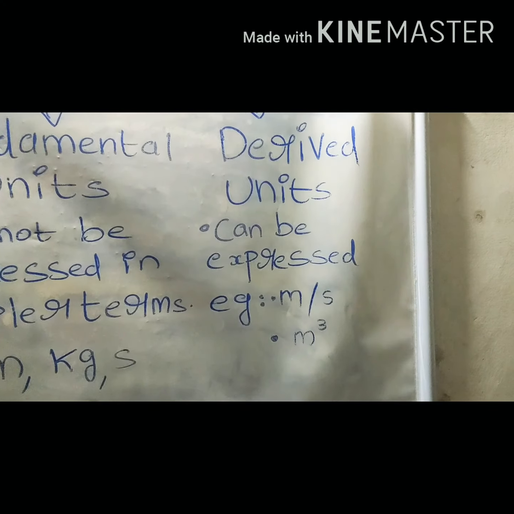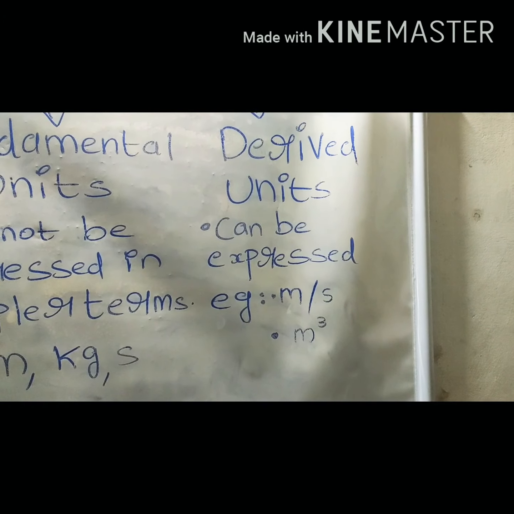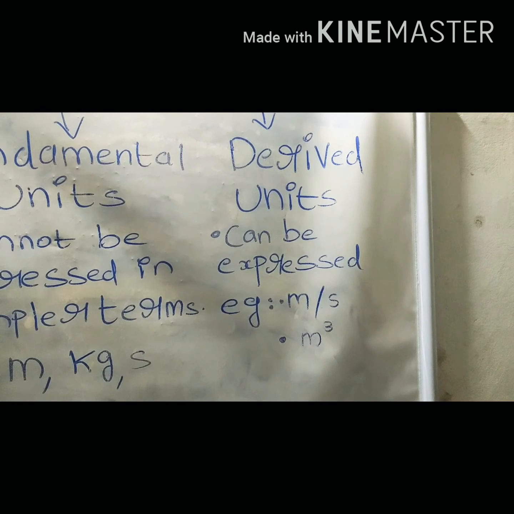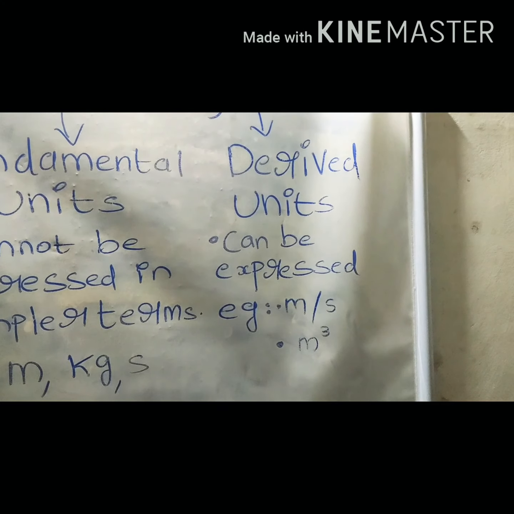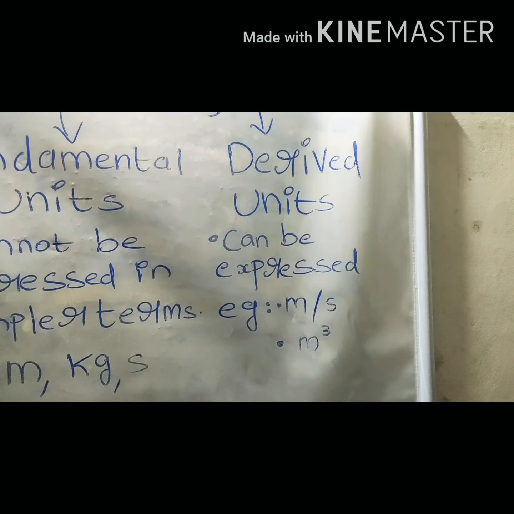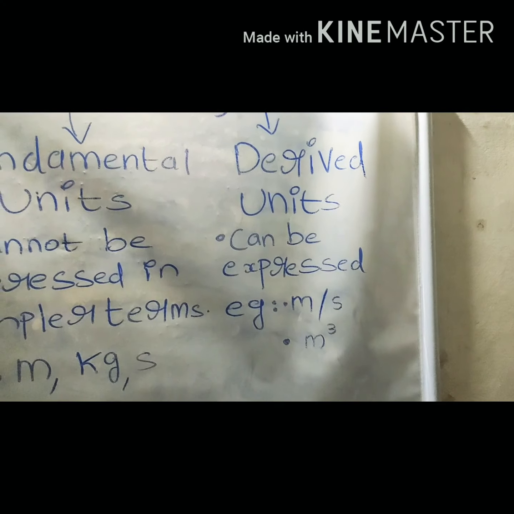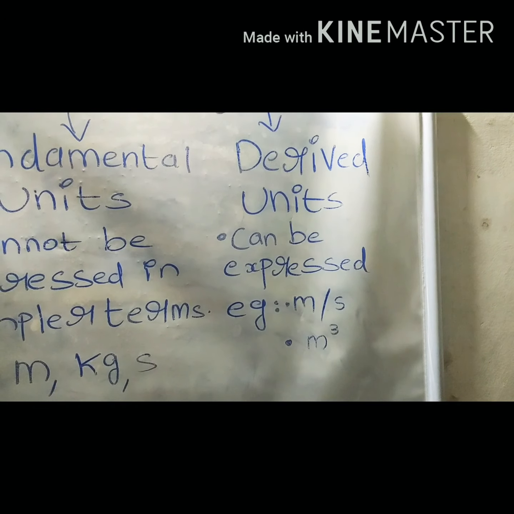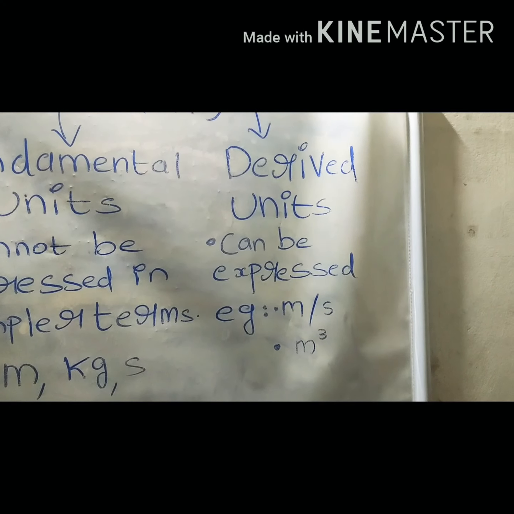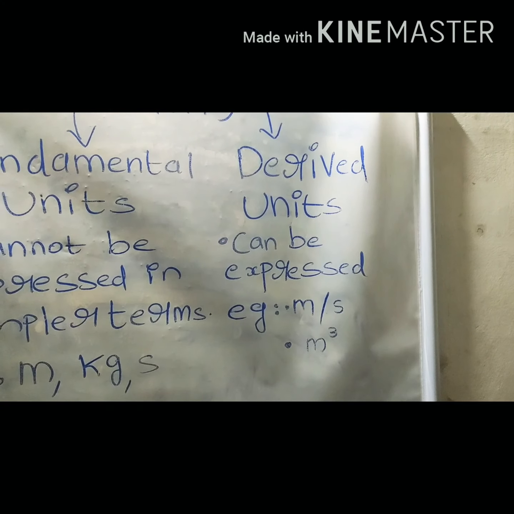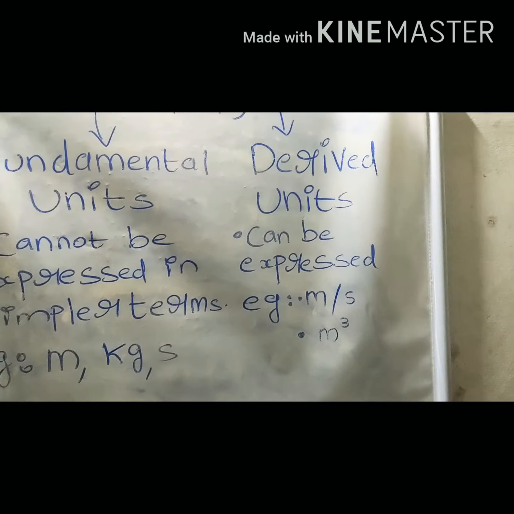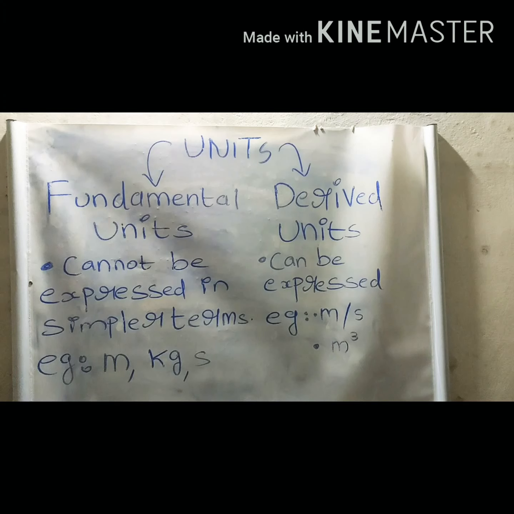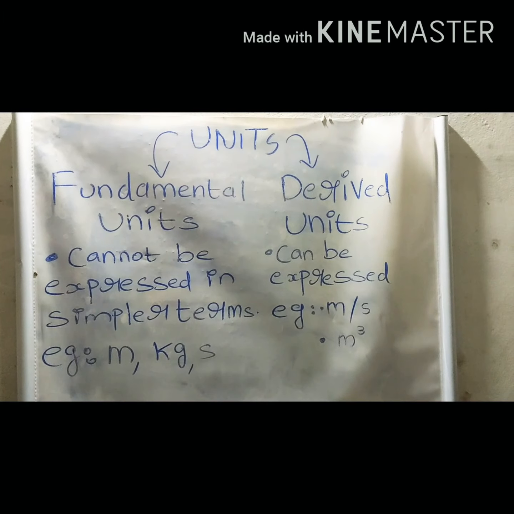Another example is meter cube, which means meter into meter into meter. It's a derivation of fundamental units. So meter cube or meter square or meter per second square, all are examples for derived units. Two types of units: fundamental units and derived units. Like this, it's all about units.